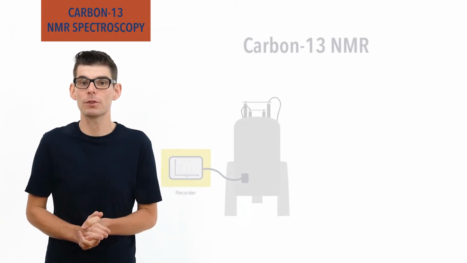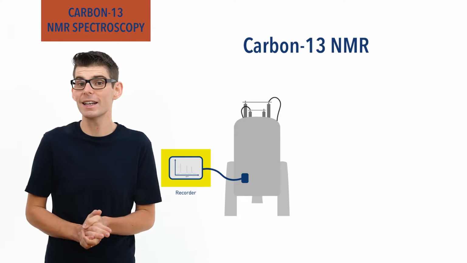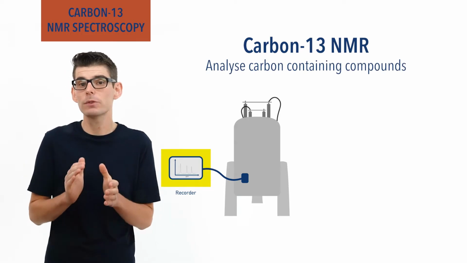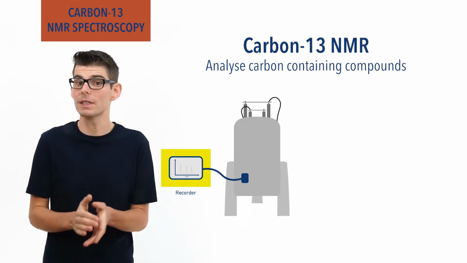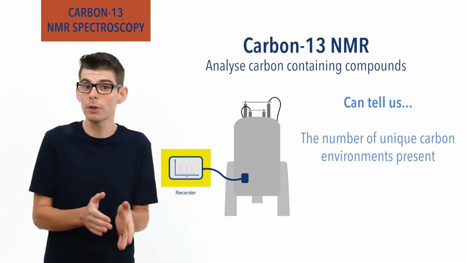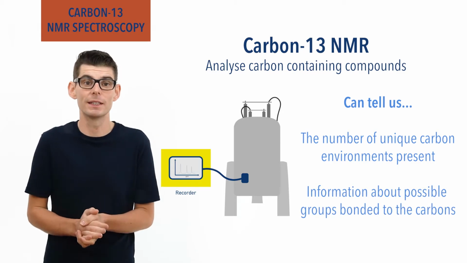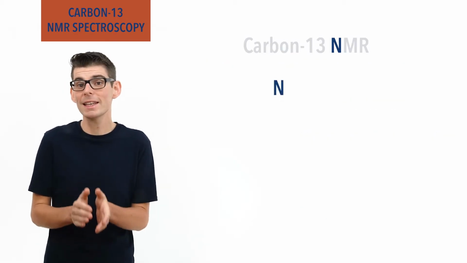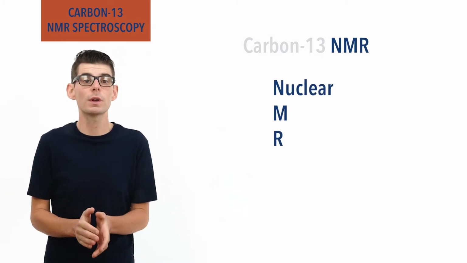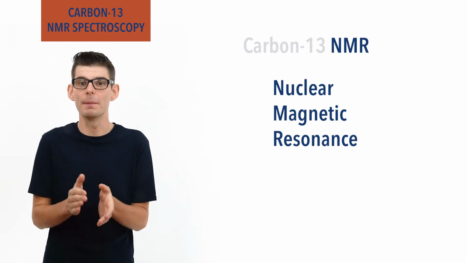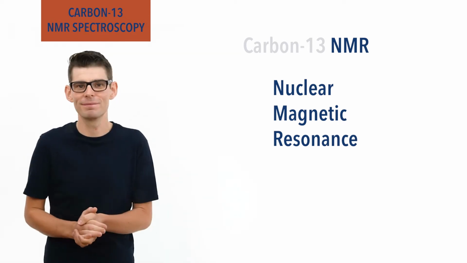Recap done? Let's go! Carbon-13 NMR spectroscopy is a technique used to analyze carbon-containing compounds in organic chemistry. It enables the number of unique carbon environments in a molecule to be determined, and information about possible groups bonded to these carbon atoms can be predicted, giving useful clues about the structure of a compound. The N, M, and R stand for nuclear magnetic resonance. Hopefully why those words are used will become a little bit clearer as the video goes on.